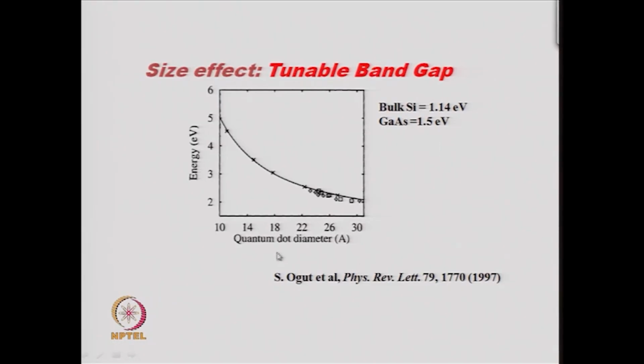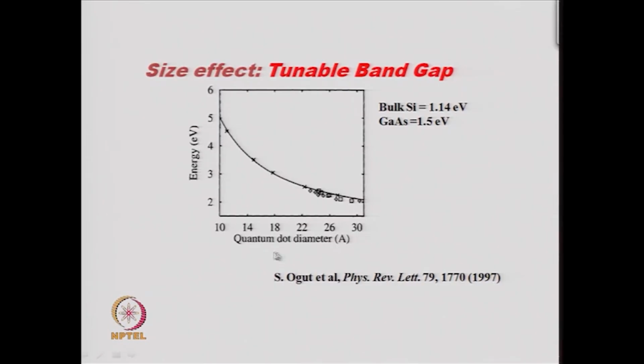So, here you have some quantum dot which has a band gap of around 5 electron volts when it is very small, around say 10 angstroms or 1 nanometer, and when it is like 30 angstroms. So, 30 angstroms, 1 angstrom is like 0.1 nanometers. So, 30 angstroms is like 3 nanometers.